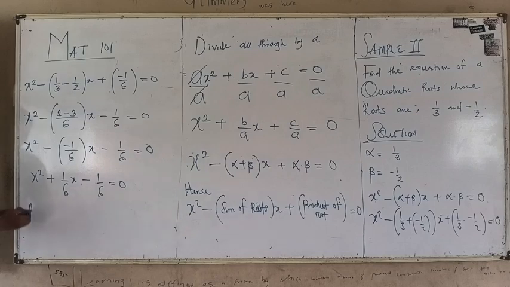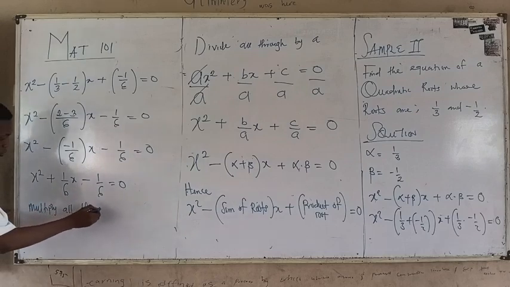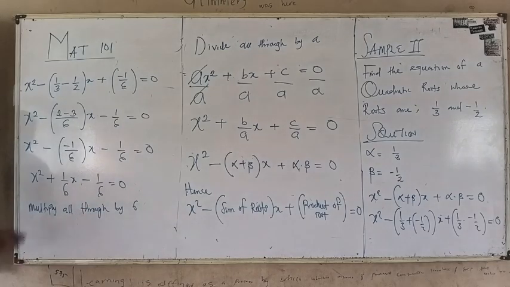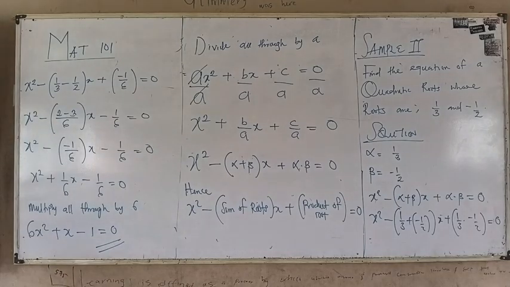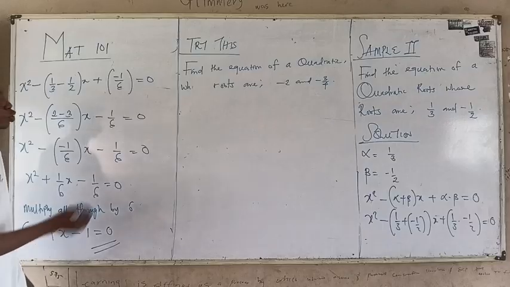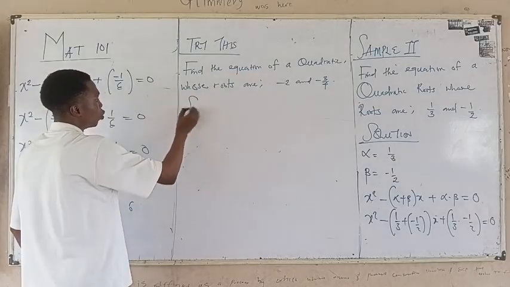So what do I have? Multiply all through by 6. And what if I do that? 6 multiplies each of them. What will I have here? 6x squared plus x minus 1 equals to 0. This is it. That's how you find the equation of a quadratic root. Everybody, let's try this. Okay, let me give you time to write. Find the quadratic equation whose roots are, solution.